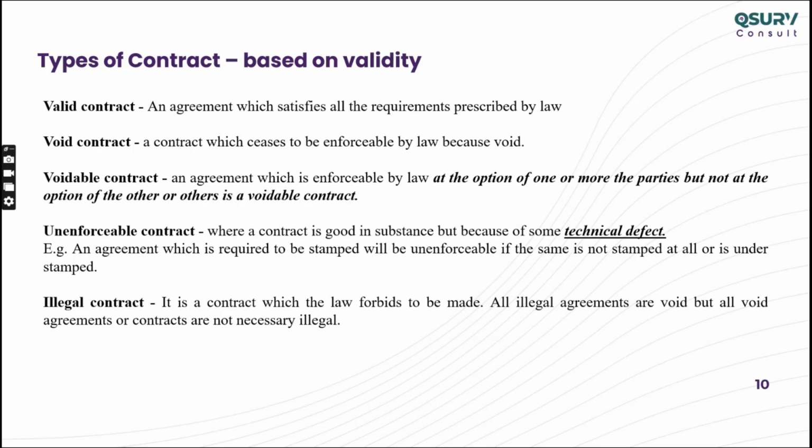Okay, I'm going to next type based on validity. Based on validity, it's mainly 5 types: valid contract, void contract, voidable contract, unenforceable contract, and illegal contract. Valid contract means that when all the elements of a contract are there, it's a valid contract.